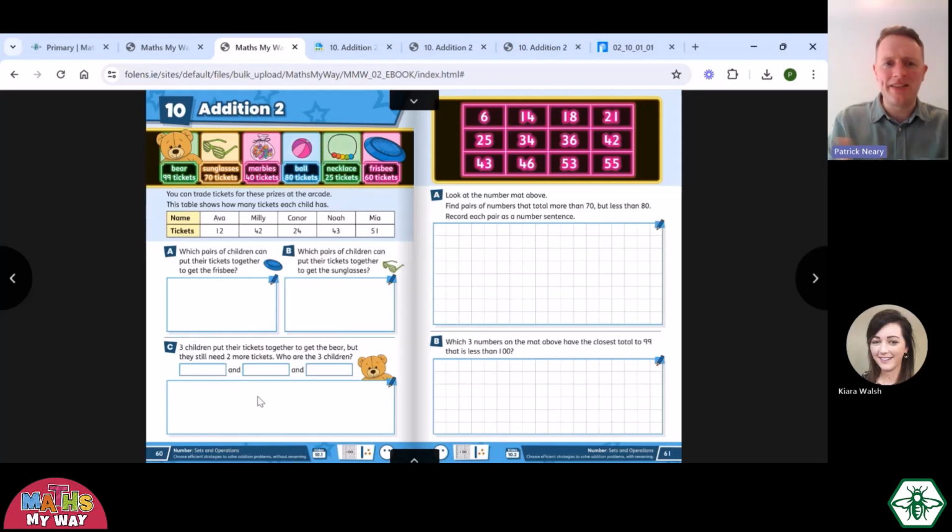You can see from glancing at this page that the context is clear, with an arcade theme and different prizes. The children will have won tickets at the arcade, and they're going to be trading these tickets for prizes. At the bottom of the page, you see that the slides that go with this lesson are 10.1.